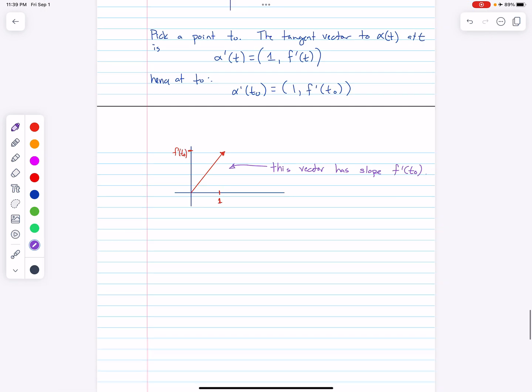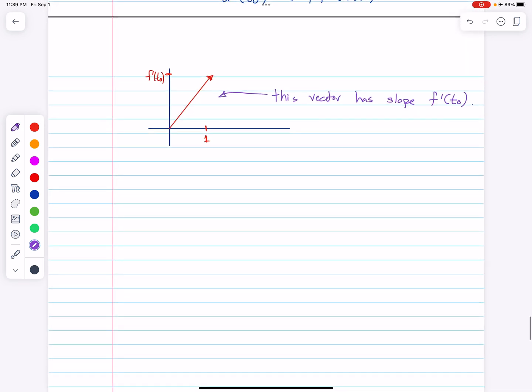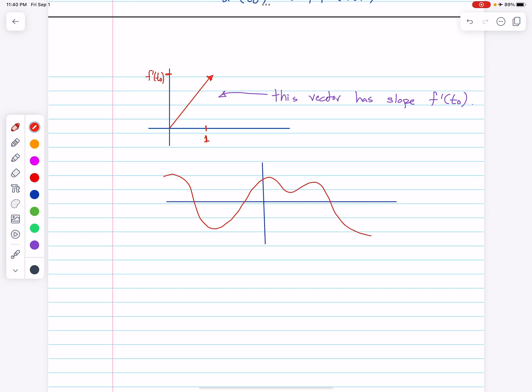Okay, so if we were to take this vector and draw it, my picture is going to change a bit because I don't remember what my first picture looked like, and I didn't really like it that much, so I'm going to draw a slightly nicer picture. If we were to look at the graph of our function, something like this, and say the point we've picked is right here. Say this is t naught.